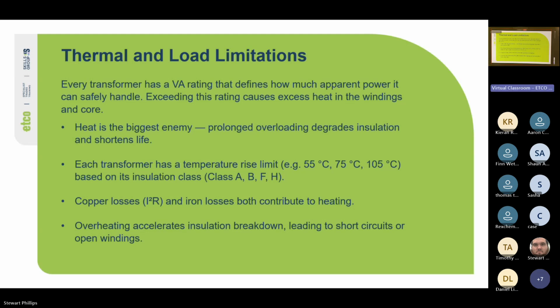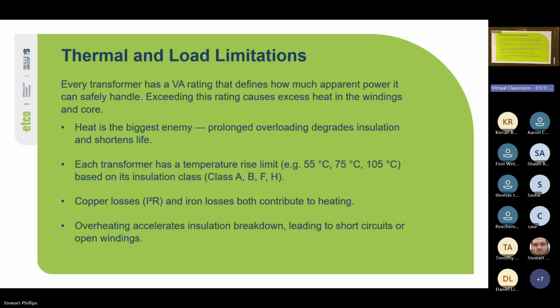Cool. So the insulation class. Class A is 55 degrees, B is 80 degrees C, F is 115, N is 130, and H is 150. Obviously, if you guys out there in the field who deal with transformers a lot more, please feel free to correct me. But we need to make sure we don't exceed our VA rating because that is basically the maximum amount of power or heat that the transformer is rated to expend.